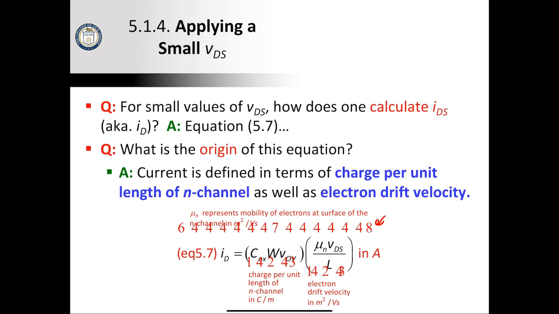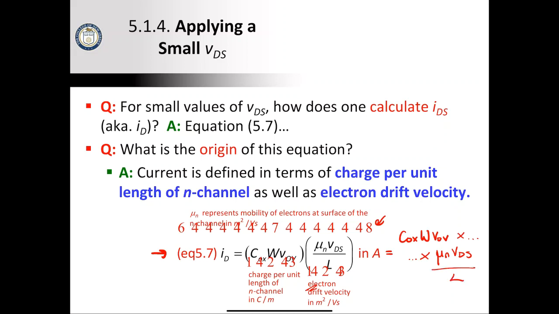For small values of VDS, how does one calculate the current ID or IDS? For that we use equation 5.7. What we see is that ID is equal to COX, the oxide capacitance, times the width of the channel, times the overdrive voltage, times mu n. Well, we've already learned about that. That's the electron mobility, times the voltage between the drain and the source, divided by the length.